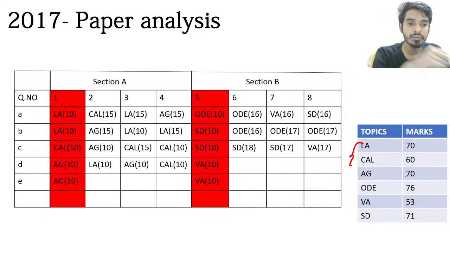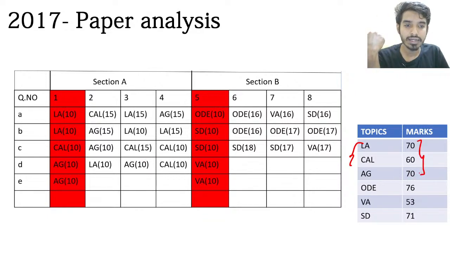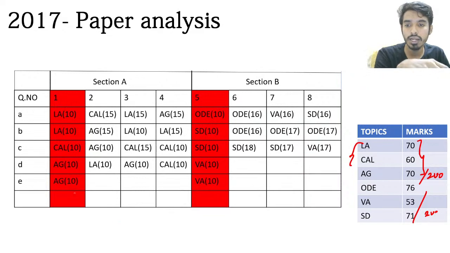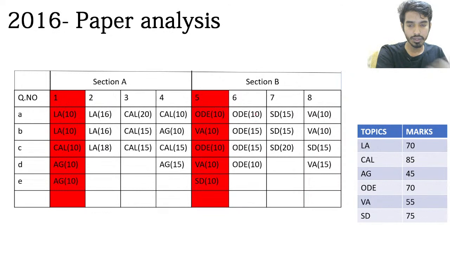And again you can see the split-up. It is equally split, so you can see 70, 60, 70. So this will have 200 marks and this will have 200 marks. You need to answer 1 and 5 compulsorily. You need to answer 1 from each section, and overall at most 3 questions apart from 1 and 5. And you can see the 2016 paper.